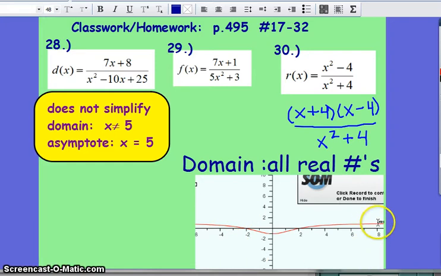Okay, this concludes the first video of multiplying and dividing rationals.